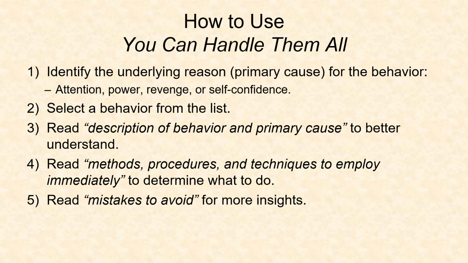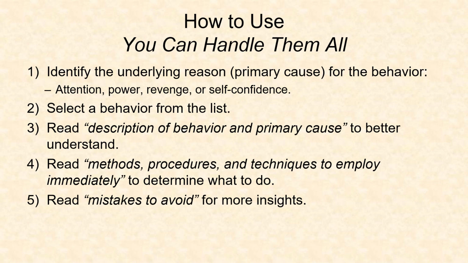When you select and open that behavior, read the description of the behavior to better understand it. Then you can read one of the next two sections. The primary purpose of the system is to determine some techniques, methods, and procedures, things you can do and try immediately. Also read the next section, what are some mistakes to avoid? So some good things you can do as interventions, and also some things you don't want to do because they may backfire on you.